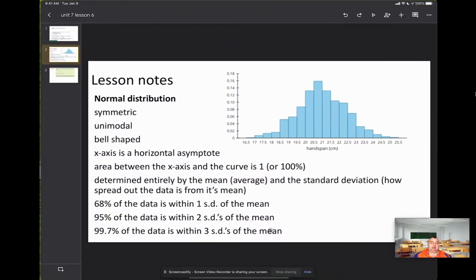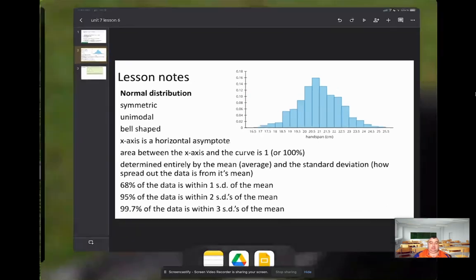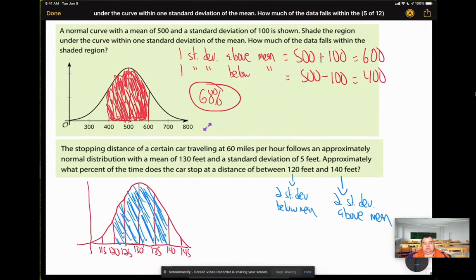If I go back to my lesson notes from the last lesson, that would be 95%. So in this case, approximately what percent of the time does the car stop at a distance between 120 and 140 feet? The answer would be approximately 95%. And that is it for this lesson.